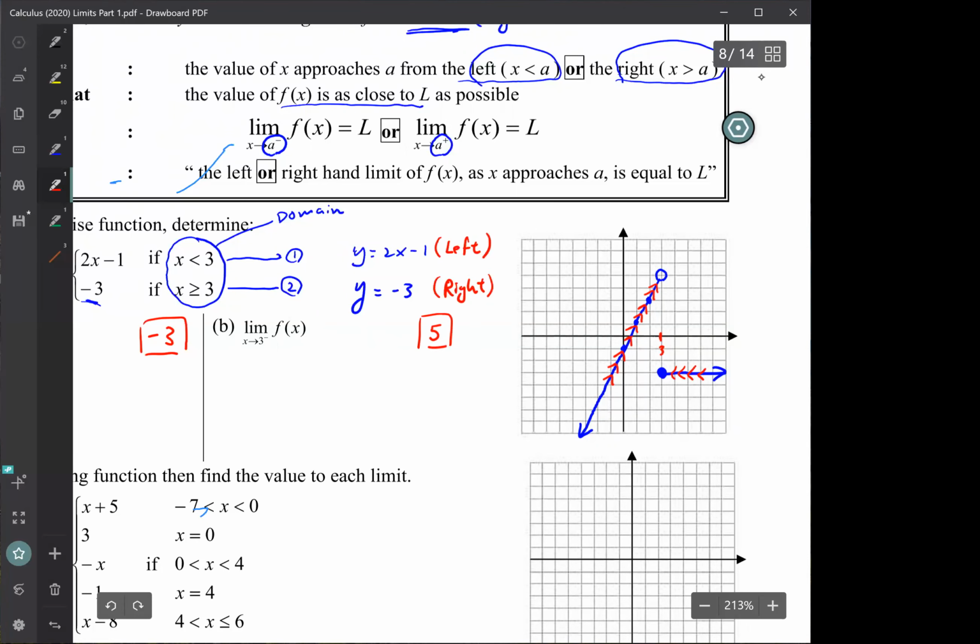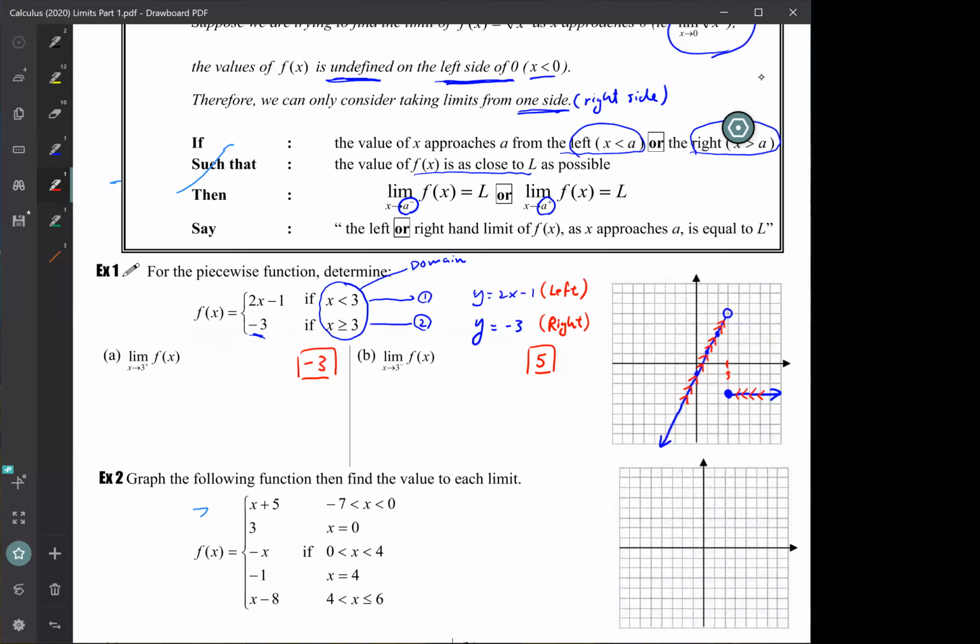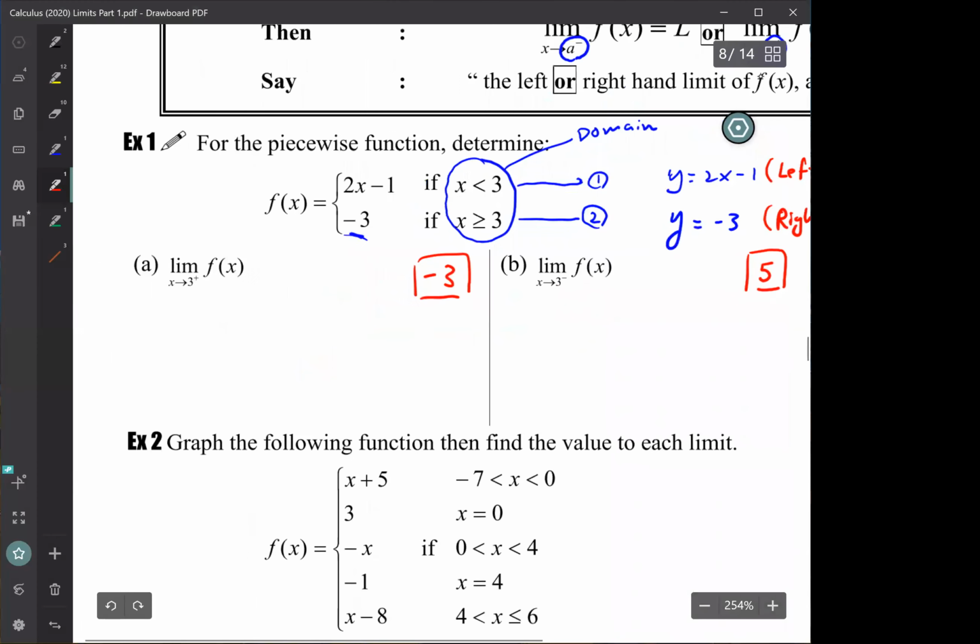Understand? Okay, so those are the answers by reading from the graph. Okay, so we can find the answer by reading the graph. But then sometimes we don't have time to draw the piecewise since it takes so long to draw two pieces. So we also need to know how to find the limit without using the graph. So let's take a look. How do we do that?